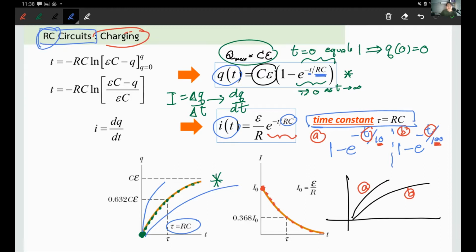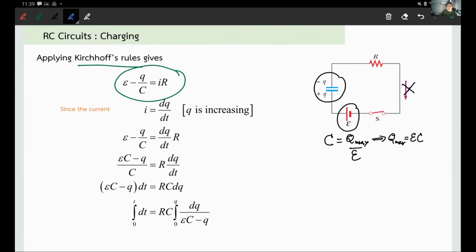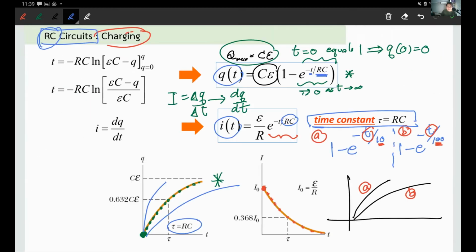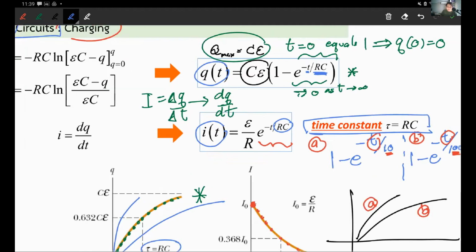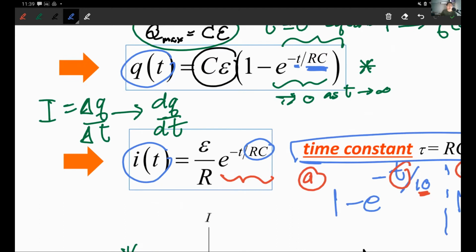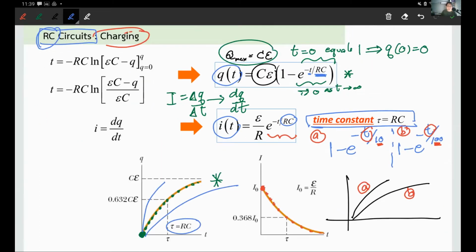Is that not too bad? I hope. All right, even though the slide looks very calculus-ish, you will receive this expression in the formula page in your final exam. So you don't have to memorize anything, but you just have to understand the characteristic of this expression. That's what it's supposed to be.